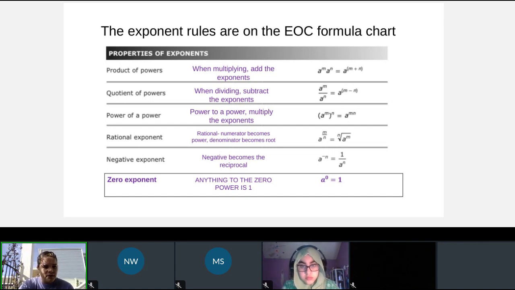So the first one that we have is product of powers. So product is the answer we get when we multiply. Okay, so this is when you multiply.